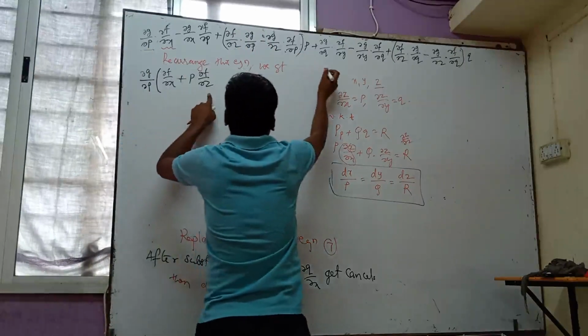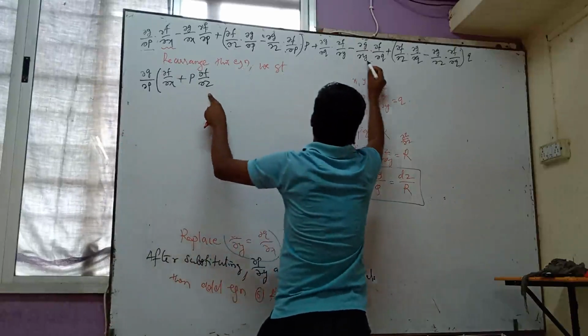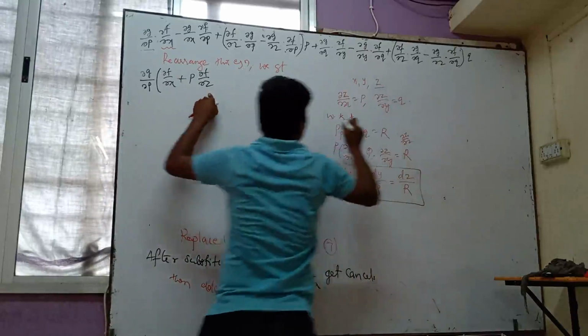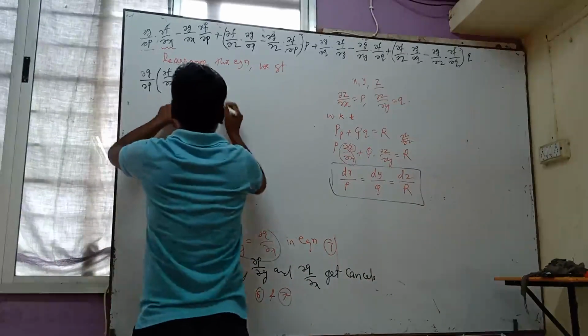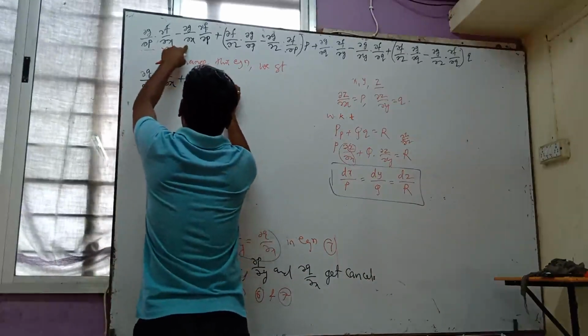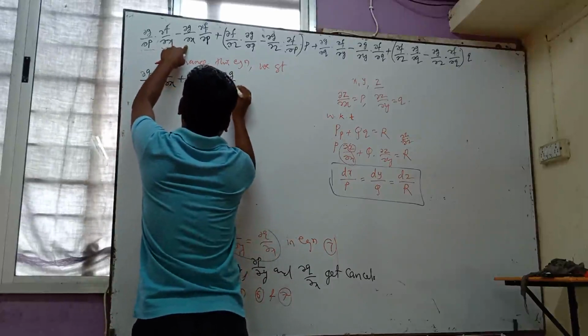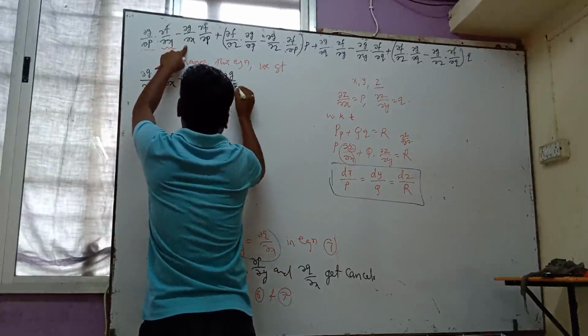Is there any ∂G/∂P? No, there is no ∂G/∂P now. So this is the first term. And now plus ∂G/∂Q. You can take ∂G/∂Q outside.